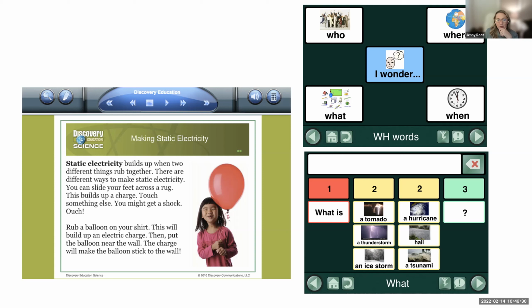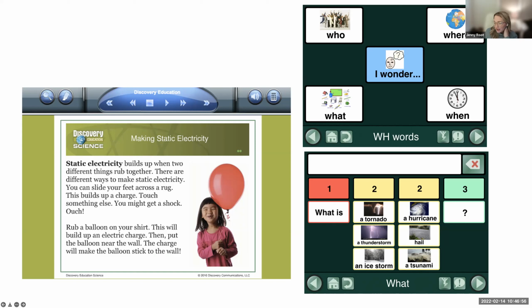Here's another example. This is an example of electronic graphic organizers as well as an electronic story. This is from Discovery Education. You can see here the controls at the top so that the students are able to control the read aloud. They can speed up the pace. The nice thing about Discovery Education is you can have students read similar texts but change the reading level.